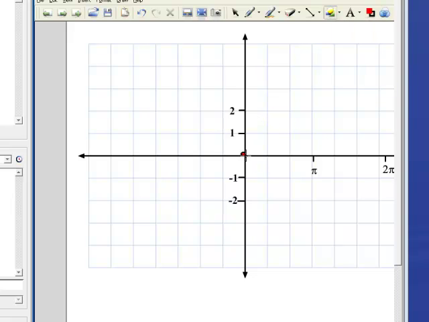So I'm going to grab myself some points here, which I'm going to make red. Of course, the sine starts at 0. Then it's going to get up to 3 at pi over 2. Then back to 0 at pi. Negative 3 at 3 pi over 2. And back to 0 at 2 pi.